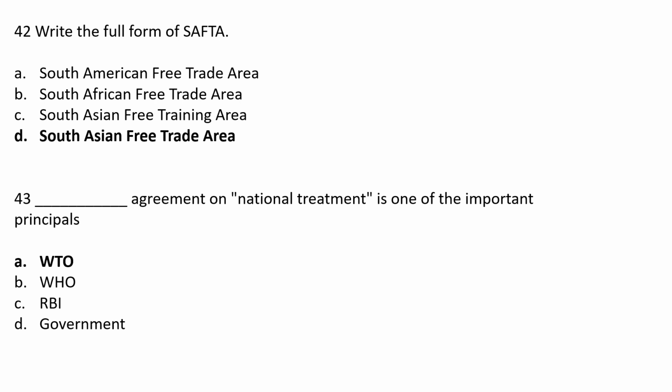Dash agreement on national treatment is one of the important principles. Option A, WTO. Option B, WHO. Option C, RBI. Option D, government. The correct answer is option A, WTO, World Trade Organization. World Trade Organization agreement on national treatment is one of the important principles.